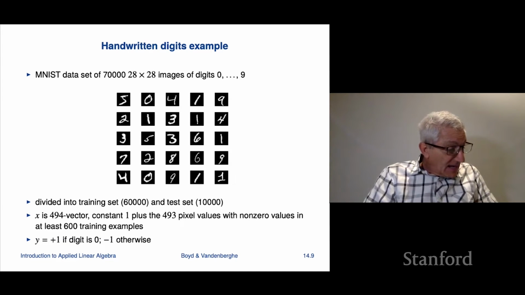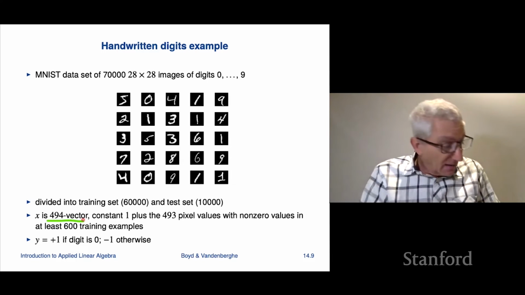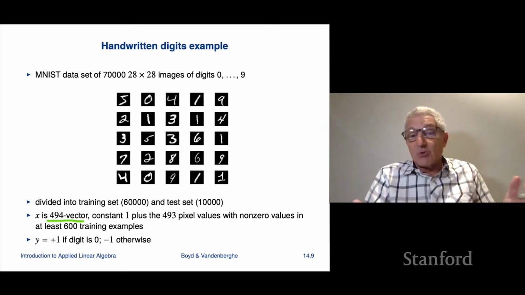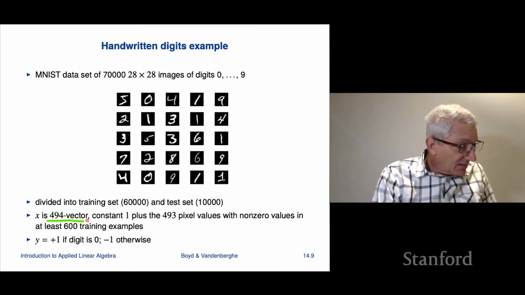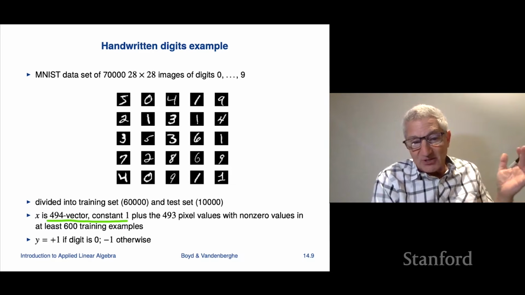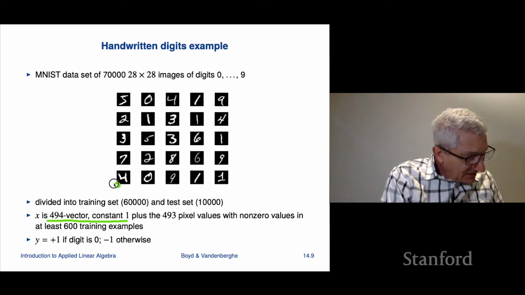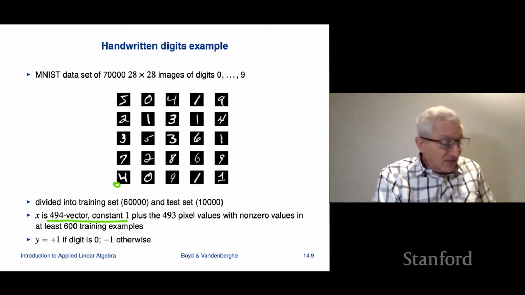So x is a 494 vector. It's not 28 squared, by the way, because a lot of the entries are always 0 and therefore don't matter. And we add a constant 1. There are only 493 pixels which are ever non-zero. For example, the pixel at the bottom left is always dark, so it doesn't really contribute.